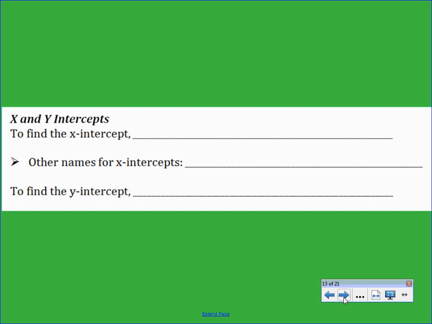The x-intercept is not the t, that's the y-intercept. To find the x-intercept, you plug in y equals 0. Sorry, I said that wrong. To find the y-intercept, you plug in x equals 0. Cool? So notice, just like the symmetries were backwards, x and y intercepts are backwards. To find the x-intercept, you plug in 0 for y. For the y-intercept, you plug in 0 for x. See how they're backwards?